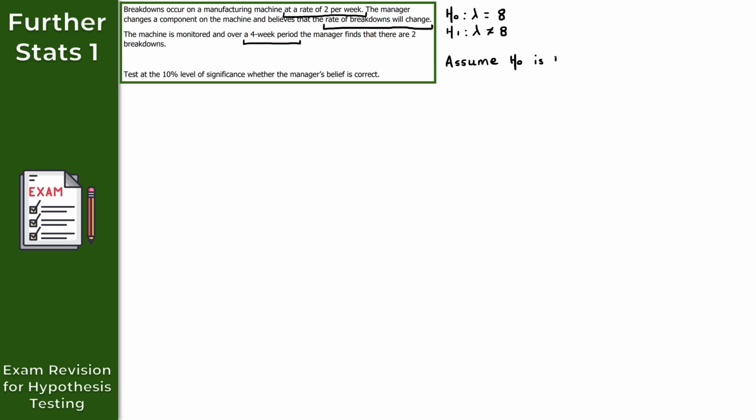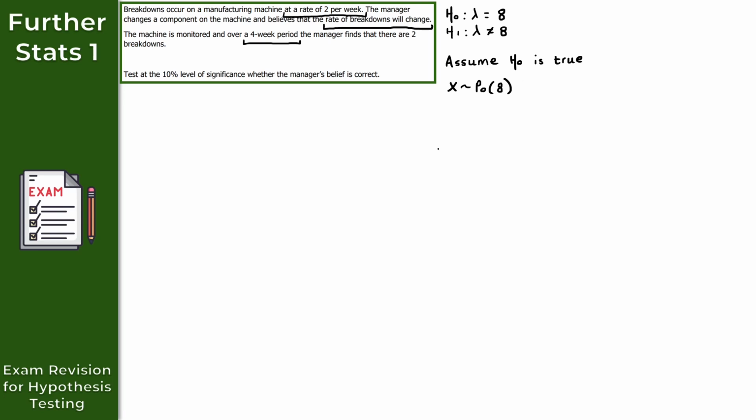So assume H0 is true. And why do we do this here? Well, we're going to choose a random variable to model the situation here. So if I choose X as my random variable, X will follow a Poisson distribution with parameter 8, because we assume that H0 is true. So if H0 is true, then our parameter is simply 8.